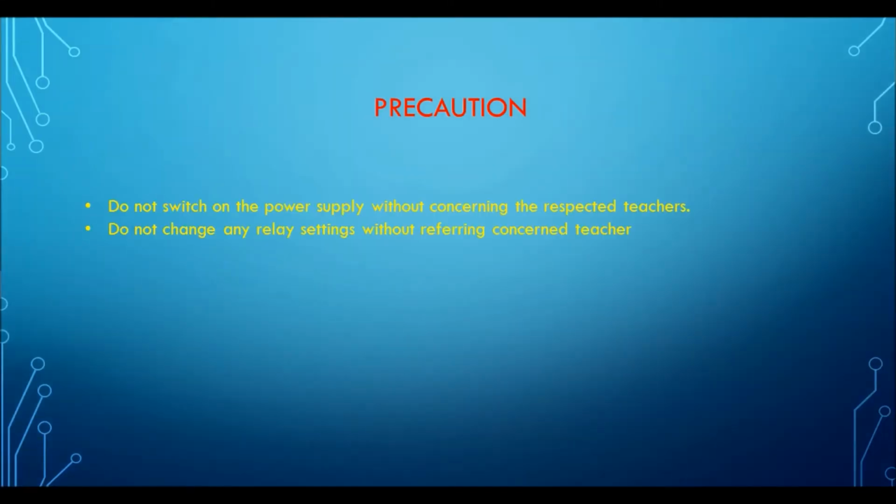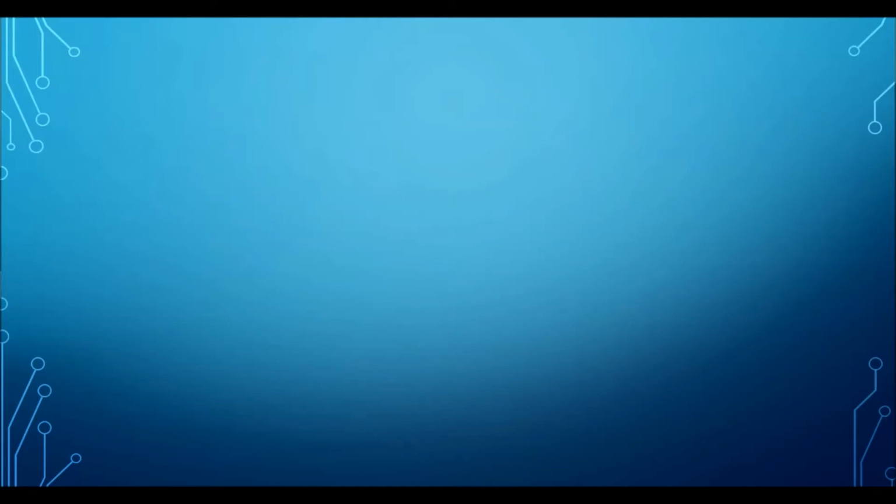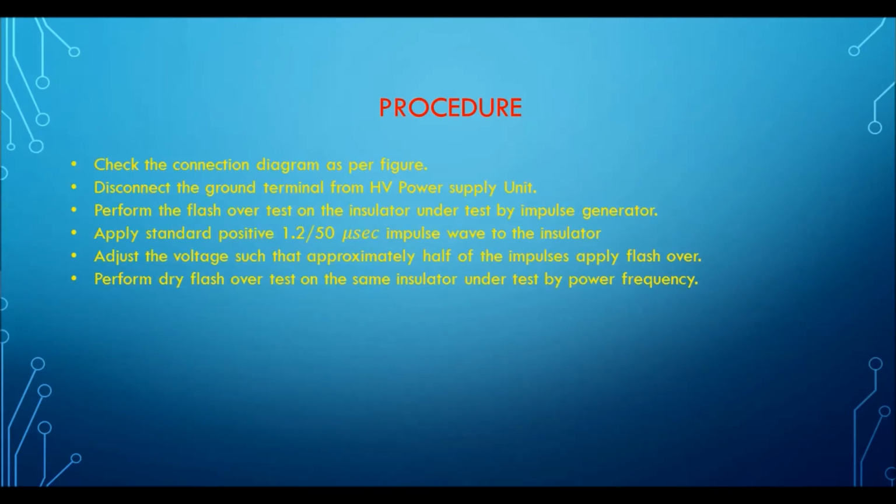Precaution. These are the precautions. Before you conduct your experiment, first read the precautions, then do your experiment. Procedure: first check the connection. If your connection is wrong, then you may directly apply high voltage to the insulator, then a short circuit will appear. This is dangerous for you and also for the instrument.